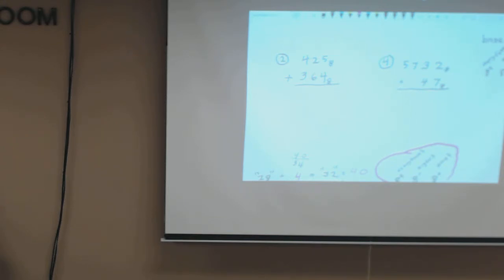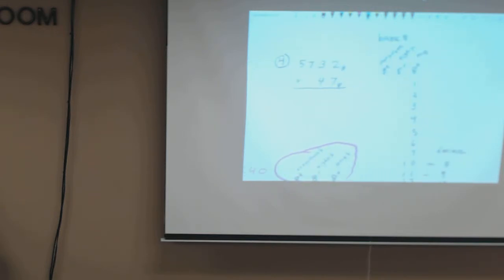On page 221. So what are we doing here? We're doing octal addition. Okay, we probably ought to do something over here. If we're working in base 8, then we maybe need to make a base 8 place value chart. The 1s, 8s, and 64s.